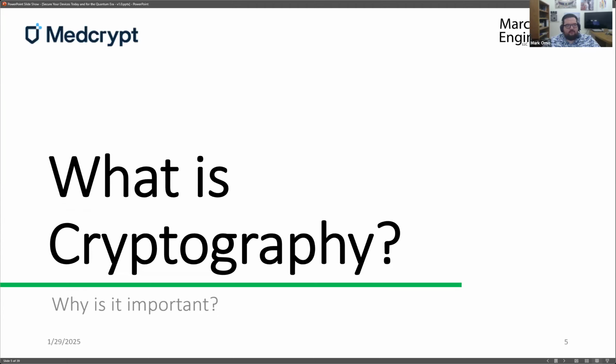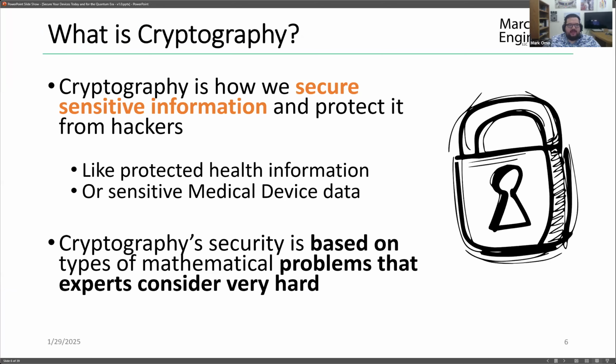So I'll start off with a little bit of background. What is cryptography and why is it important to our devices, to our systems, to how we operate? Cryptography is how we secure sensitive information and protect it. It's how we make sure that people can't get at your health information, can't get at your device data, can't intercept communications. People can't decrypt messages and information. And really, cryptography is based on mathematical problems that experts in the field consider very hard, and you can't break the cryptography because these problems are so challenging.